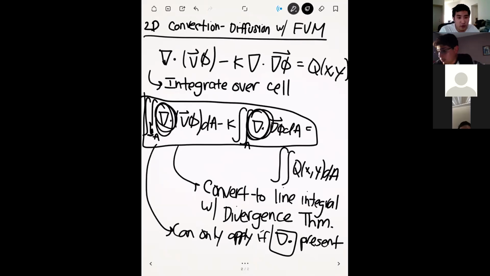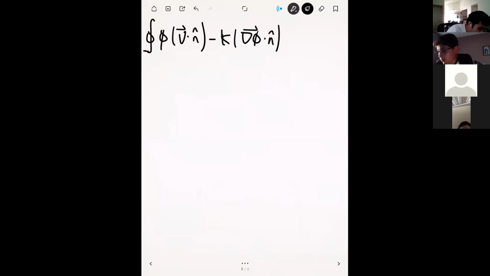Any questions on this before I turn the page? Okay. Applying the divergence theorem on those, we get a line integral. Because the diffusion term and the convection term both have the same expression, I'm going to club them together into the same integral. So we get the line integral around the boundary of our cell of phi v dot n minus k gradient of phi dot n, ds, equal to the integral of q x y dA.